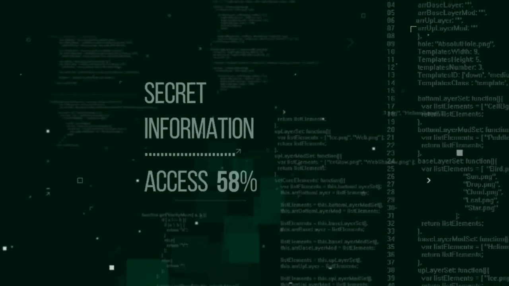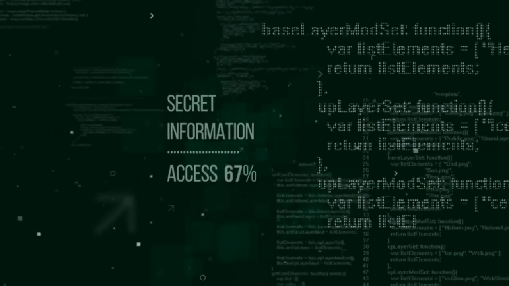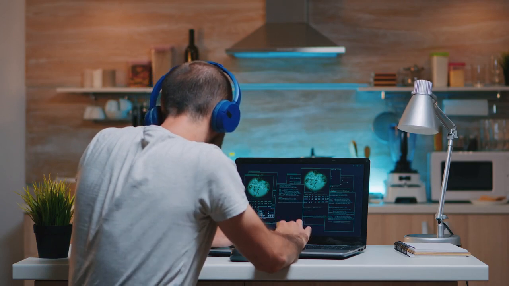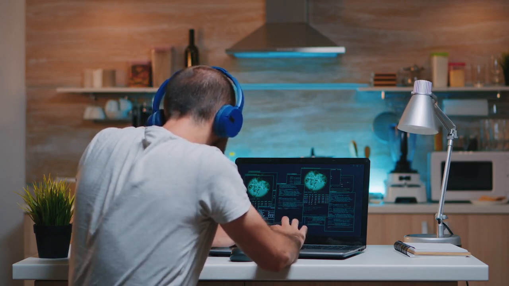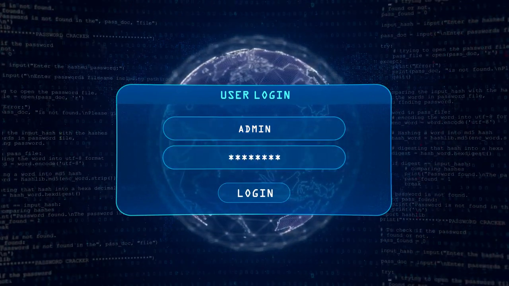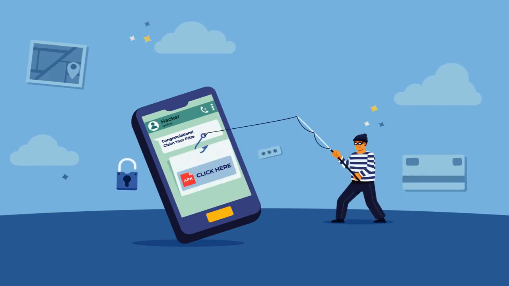Today, we're delving into a critical topic: session hijacking. You might be wondering, what is session hijacking, and why is it so dangerous? Well, stick around because we're about to break it down for you. Session hijacking is a form of cyber attack where a malicious actor takes control of a user's session on a website or application. But why is it so dangerous?